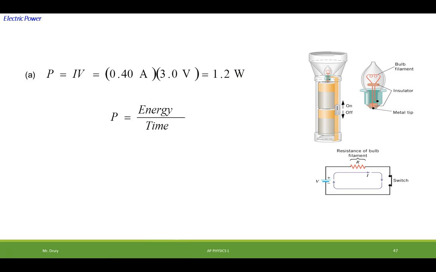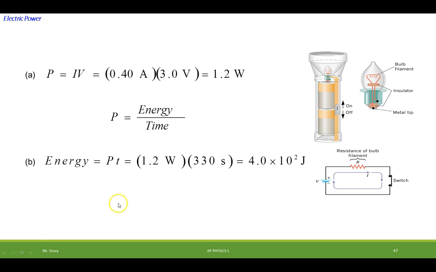We also know that power is equal to energy per unit of time. So we could take that equation and solve for energy. Energy is equal to power times time. So we take the unit of watts, which is joules per second, and multiply it by how many seconds it occurred. 5.5 minutes is 330 seconds. And there we find out how much energy was actually used.